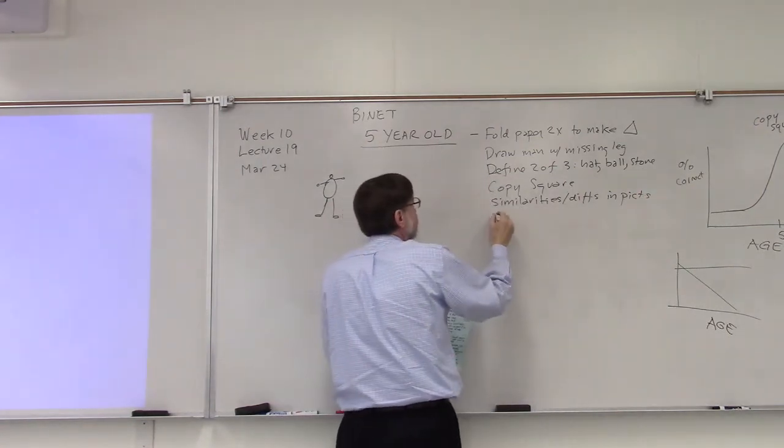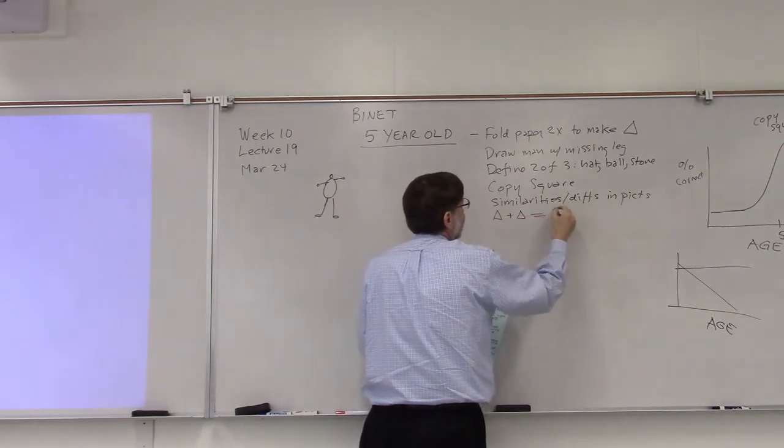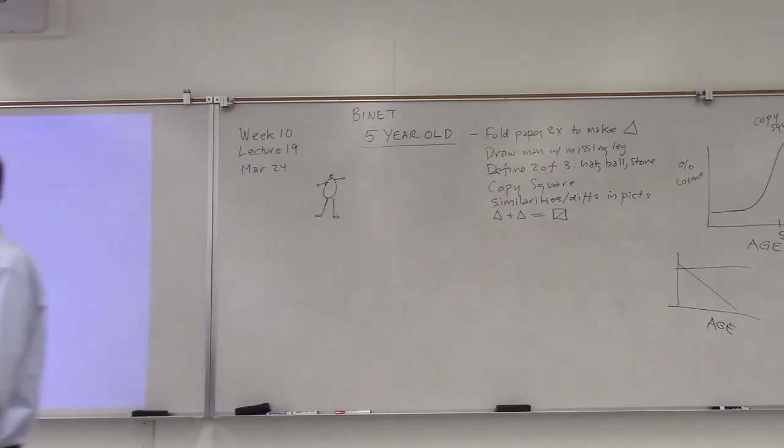And assemble 2 triangles to create a square. So you have 2 triangles. You show the kid, here, look, these 2 triangles fit together and make a square. Then you take them apart, turn them around, and tell the kid, why don't you put them back together and make a square.